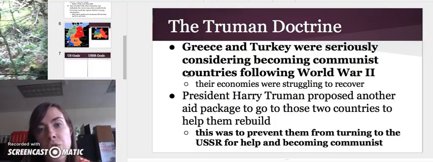Okay, so we have the Marshall Plan, which we just talked about. The second one is going to be the Truman Doctrine. So Greece and Turkey were seriously considering becoming communist countries following World War II. Okay, their countries were devastated by the war and they were struggling to recover. And so they were also very close to the Soviet Union, and so what the United States, especially President Harry Truman, which is who it's named for, proposed another package of money to go to just these two countries to help them rebuild. And the last thing that you need to write down, this bullet here, this was to prevent them from turning to the USSR for help and becoming communist, because we know if they took money from the Soviet Union, they were probably going to convert to communism.